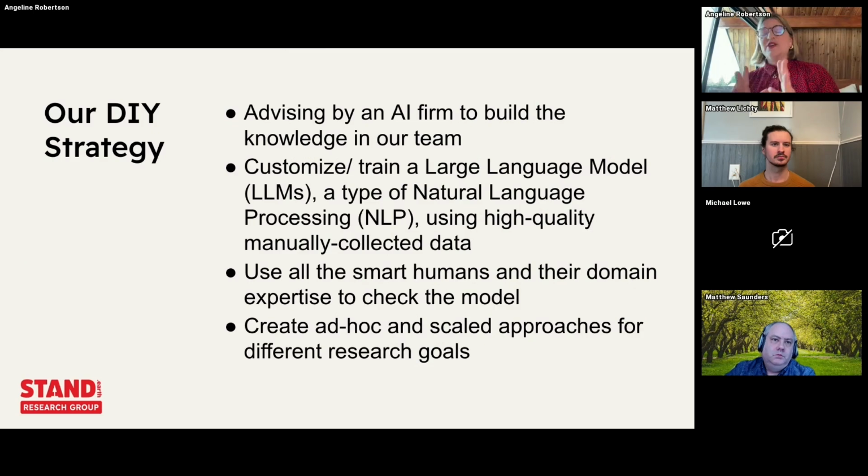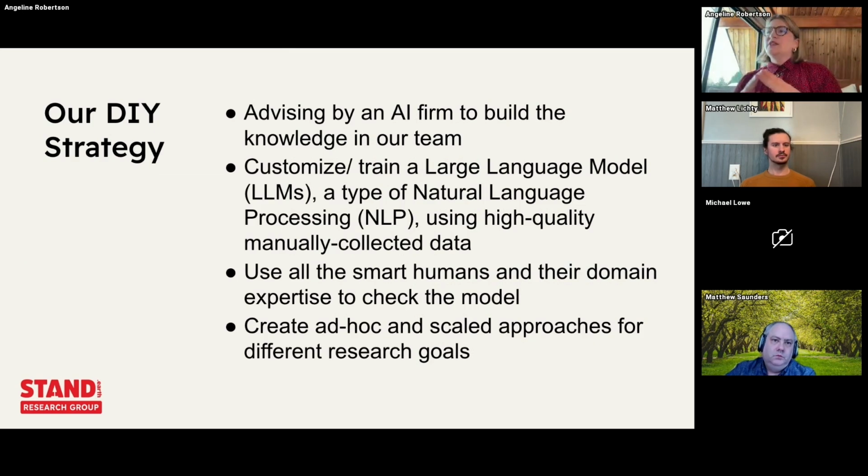Our data science coach was really great in helping us to customize and train a large language model that used our high quality manually collected data. And then we could use all the smart humans and all that domain expertise that we hold to check the model and to really vet the results.